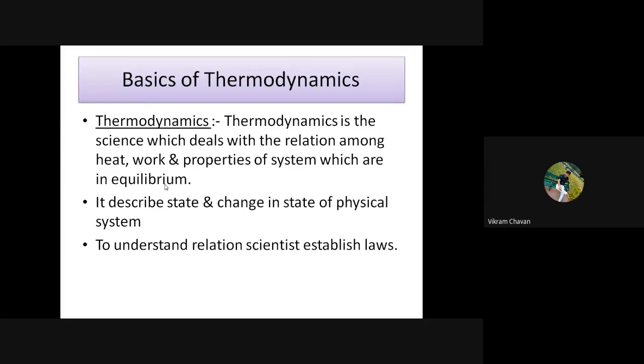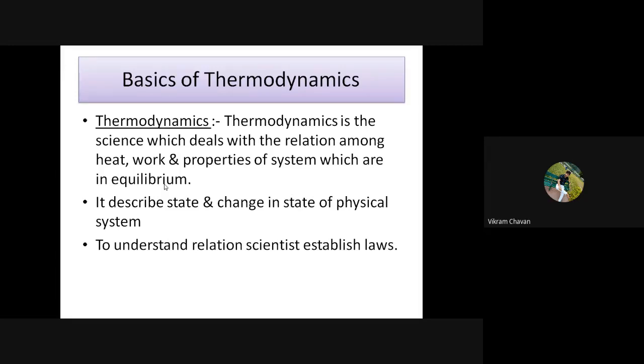Thermodynamics is useful to describe the state of any substance or matter, and how that particular substance or matter changes its state from one form to another. So it describes the state and change in state of a physical system.